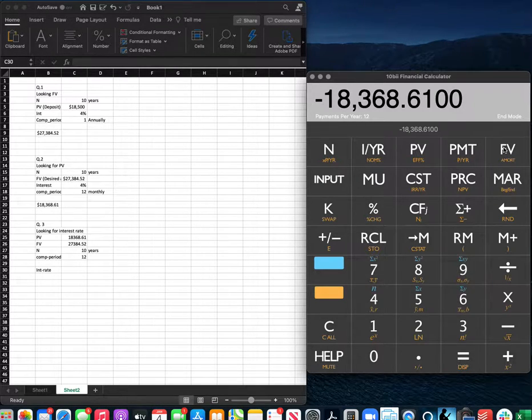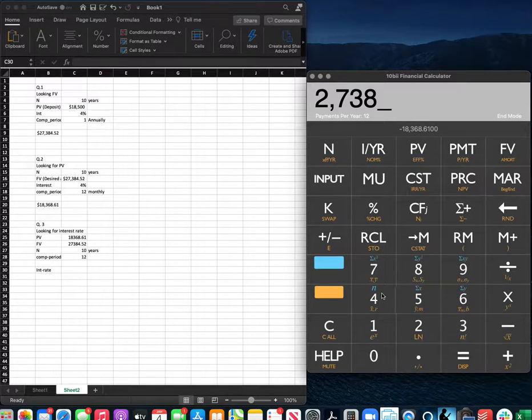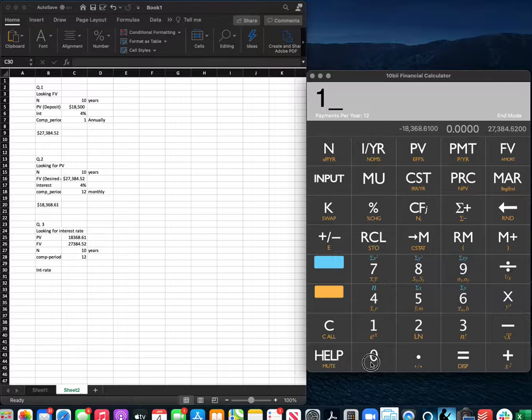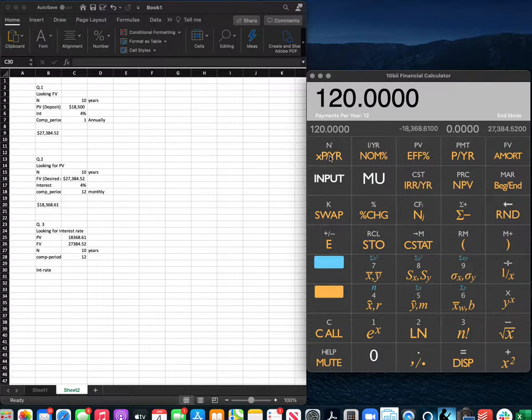And let's put in our future value, 27384.52. Okay, so again, one's negative, one's positive. We can even, if we wanted, just put 0 payments there because that's what it'll default to. We're looking for interest per year. We have our payments per year there, 10 shift periods per year.